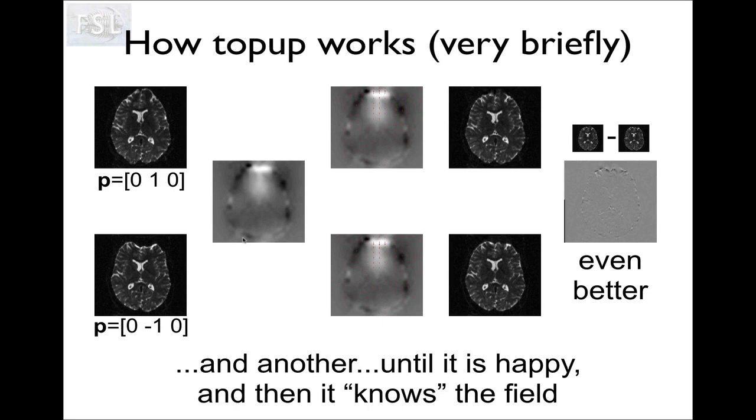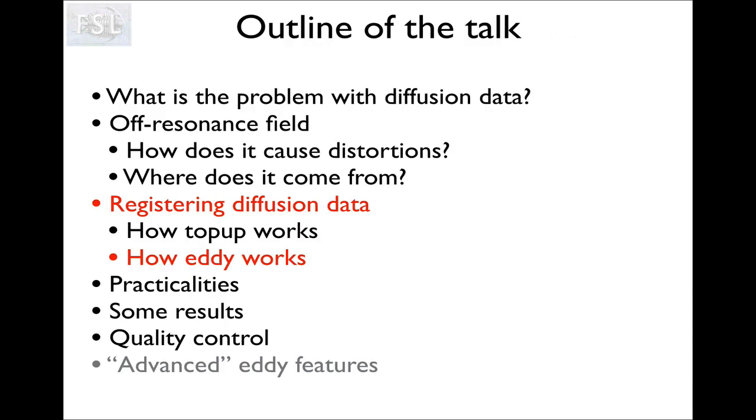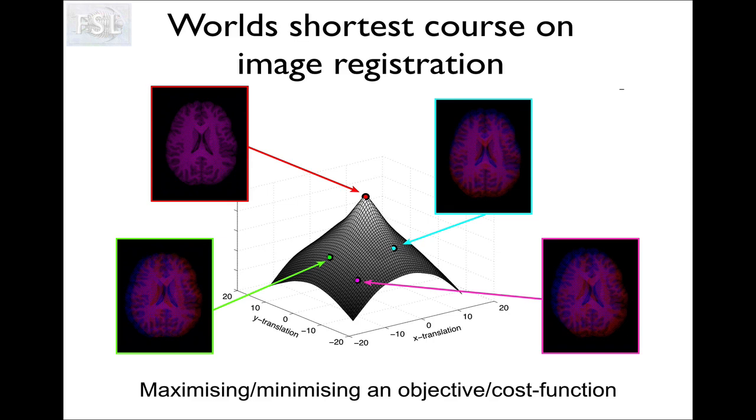So that's topup. The next thing we're going to talk about is how we estimate all those different eddy current induced fields for the different images, i.e. how a software called eddy works. But before we get to that, we're going to have the world's shortest course on image registration. It's a course that consists of only one slide, and this is it.